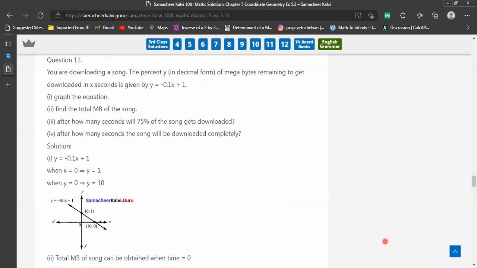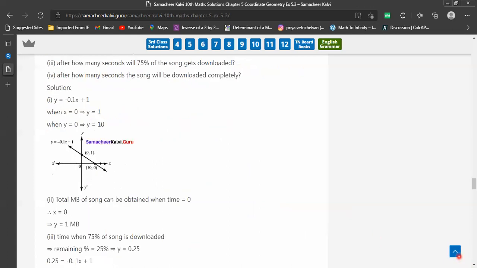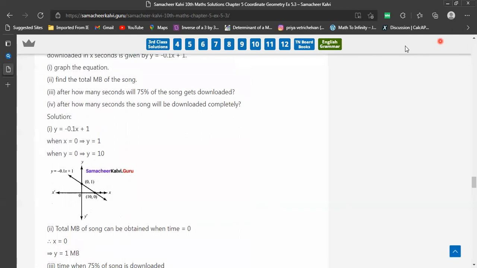Find the total MB of the song. Total MB of the song can be obtained when time is 0. So they're assuming the time equation as x. So when you substitute x as 0, the answer is 1. So the answer is 1 MB. So you have to be aware of this fact. They're asking about total MB of the song. So when they're asking about the total MB, you just have to substitute the time as 0 in this.